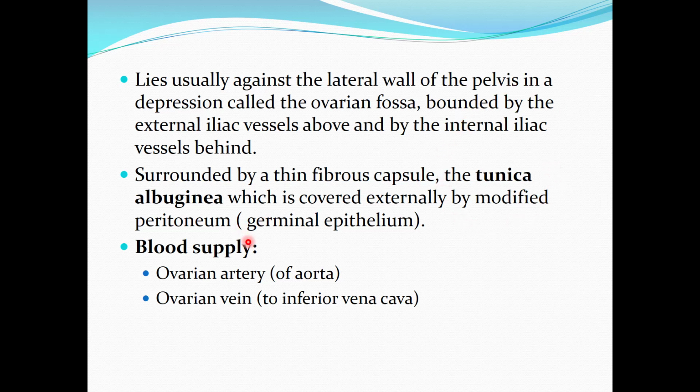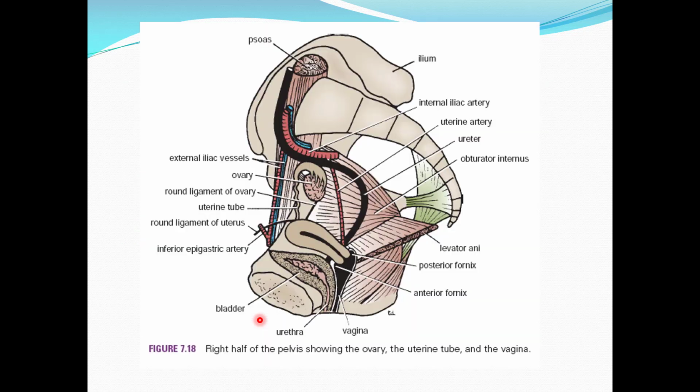And what is the blood supply of the ovary? The ovarian artery, which is a branch of the abdominal aorta, and the ovarian vein, which drains into the inferior vena cava. See here in this diagram, this is the ovary. It is trapped by the fimbriae of the fallopian tube. It is present in the ovarian fossa. The external iliac vessels are present above it and the internal iliac vessels are present behind it. This is the internal iliac vessel, which is present behind.